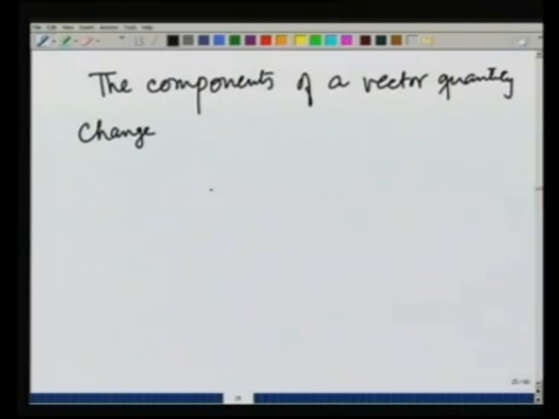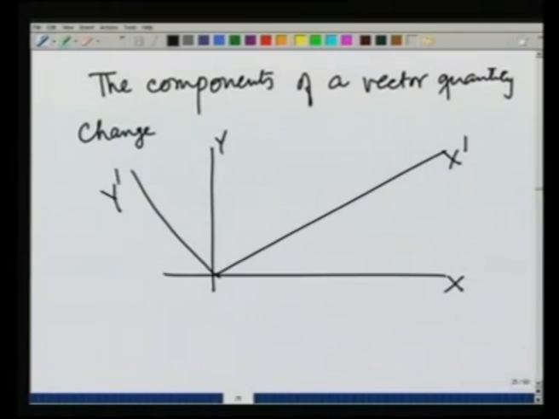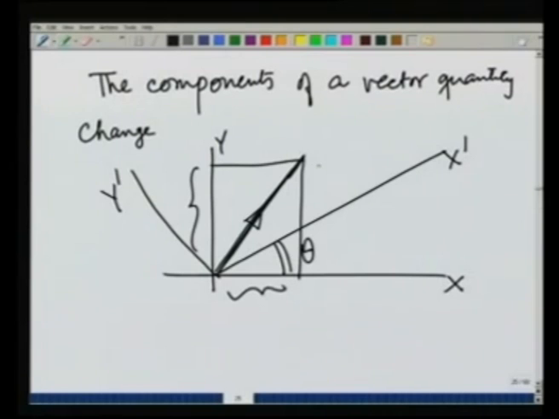when we go from one frame, say x y, to another frame which is rotated with respect to the first frame, x prime y prime, which is rotated by an angle theta with respect to the first frame. For the same vector quantity, which in space is still pointing in the same direction, has the same magnitude, this is going to be x component, this is going to be y component. On the other hand, the x prime component is going to be this and y prime component is going to be this.